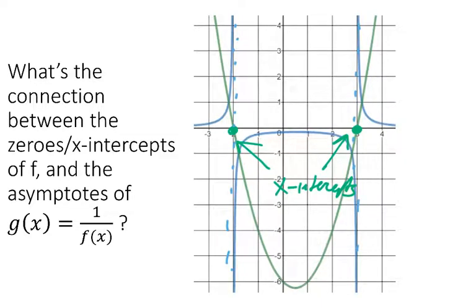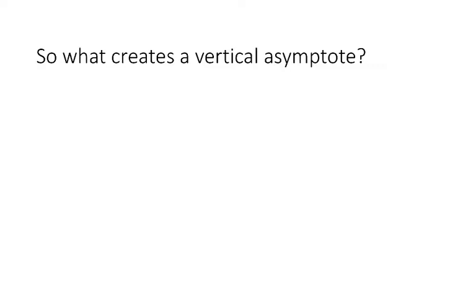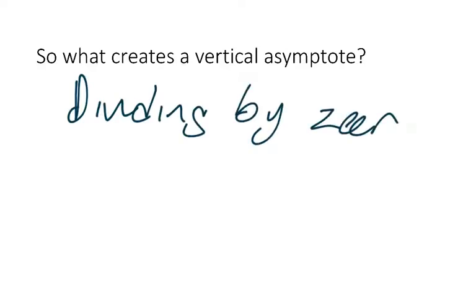So the same phenomenon, if it's in the numerator, is an x-intercept. If you put it in the denominator, it becomes an asymptote because dividing by 0 makes infinity. The reciprocal of 0 is infinity. So what creates vertical asymptotes? Dividing by 0. I misspelled 0. Notice that that's sort of parallel to what we talked about, what creates x-intercepts, and it was multiplying by 0. So again, notice the connections between these.